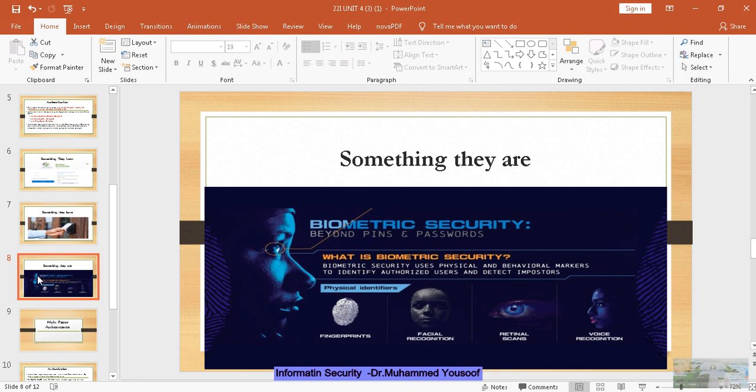In the next class, let's discuss a little bit more on access control and multi-factor authentication, and we will also discuss other issues related to information security.